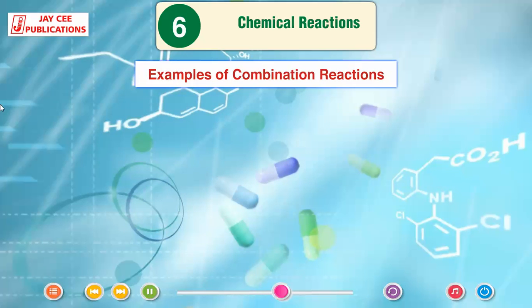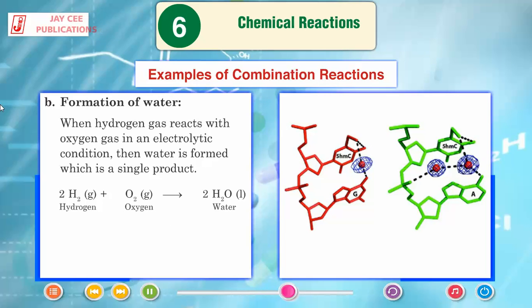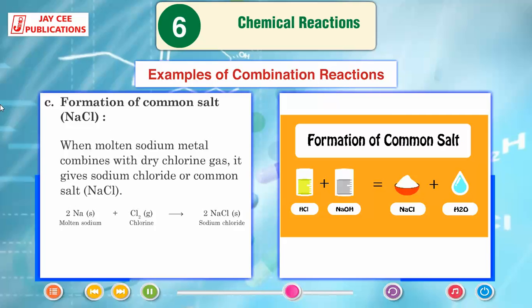Examples of combination reactions. Burning of carbonic compound. When carbonic compounds burn in the presence of air, they form a single product, that is carbon dioxide, CO2 gas. C(s) coal or wood plus O2(g) oxygen from air gives CO2(g) carbon dioxide. Formation of water. When hydrogen gas reacts with oxygen gas in an electrolytic condition, then water is formed, which is a single product. Formation of common salt, NaCl. When molten sodium metal combines with dry chlorine gas, it gives sodium chloride or common salt, NaCl.